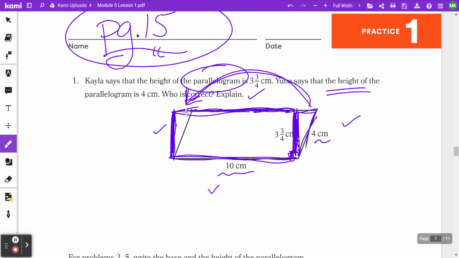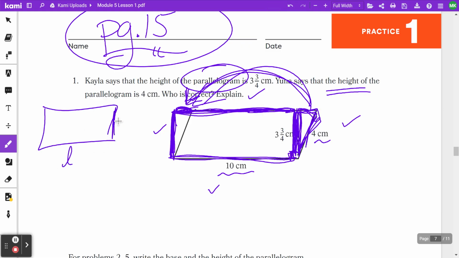Now, here's the deal. As long as I can find the area of this wonderful rectangle that I just created, guess what? I also found the area of the parallelogram because it's exactly the same size. I took this piece off and put it over there. So what are the two most important dimensions for finding that area? Well, if it was a rectangle, you have your length and your width. But this is not quite a rectangle.